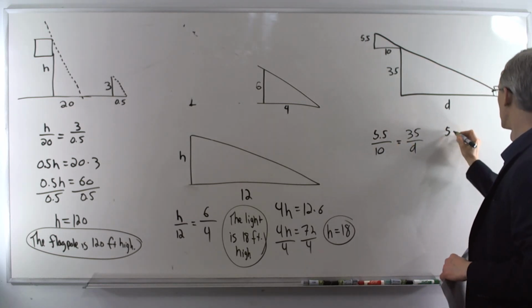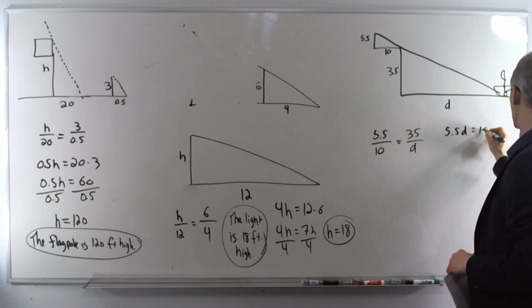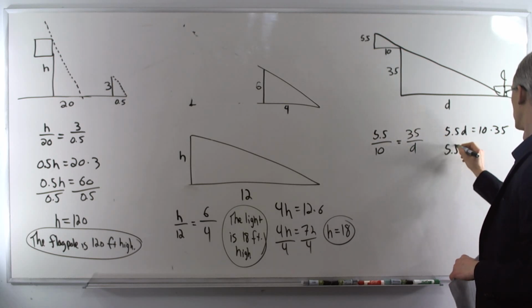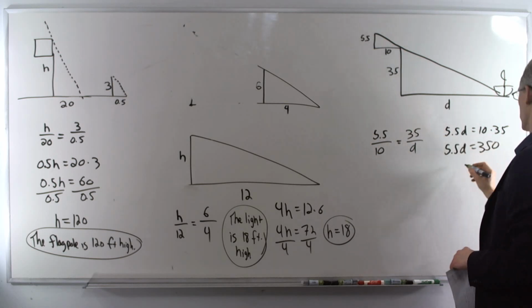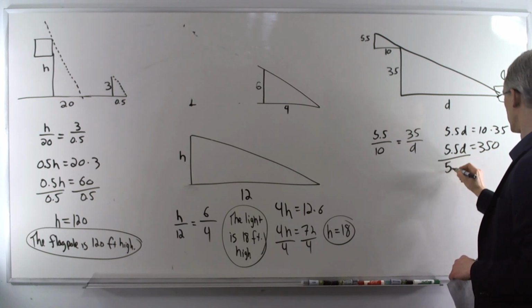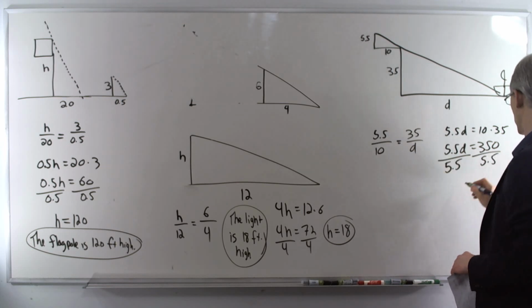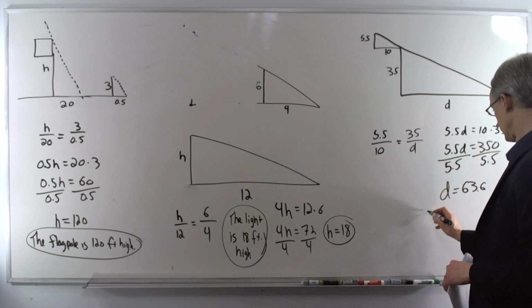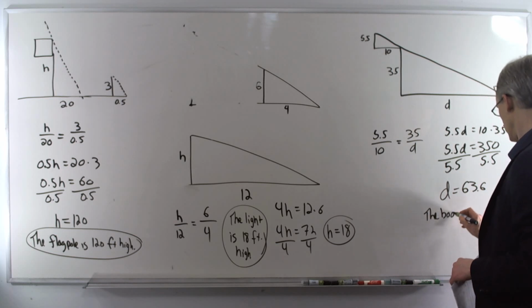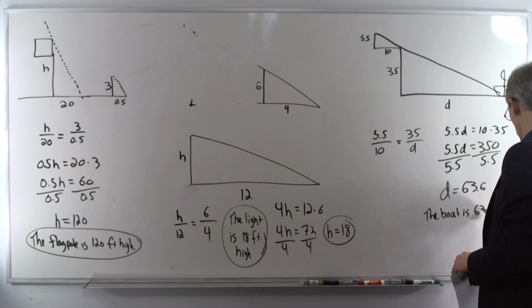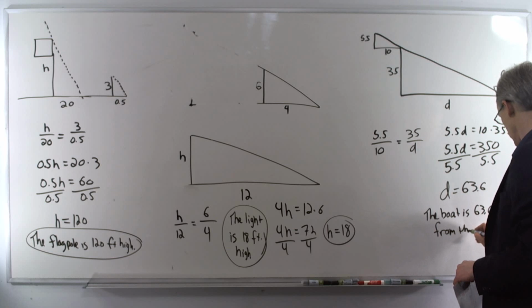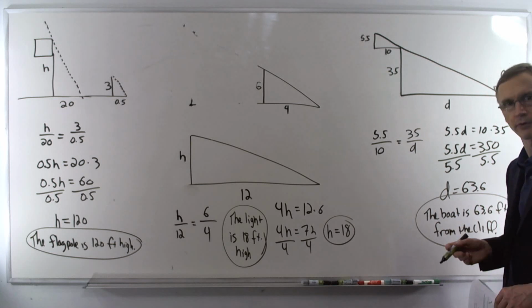5.5 times D is 10 times 35. So that's 5.5D is 350. Divide both sides by 5.5 and we get D equals 63.6. So the boat is 63.6 feet away from the cliff.